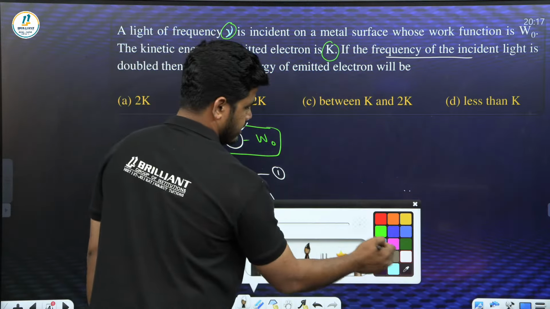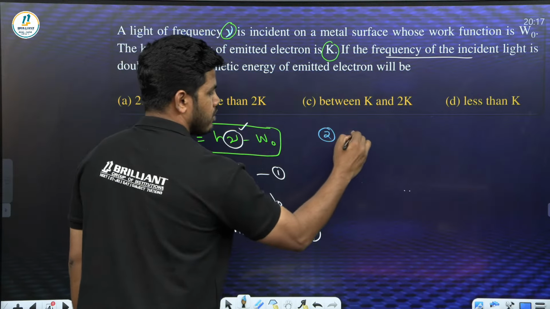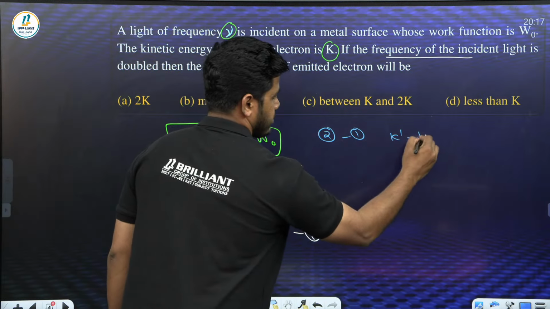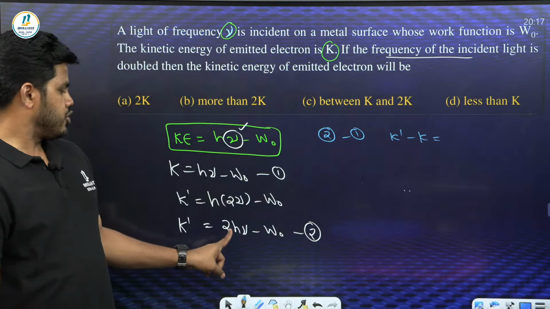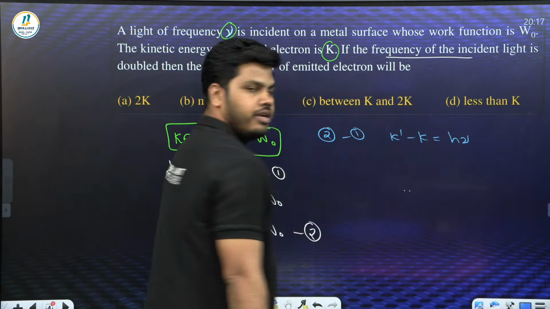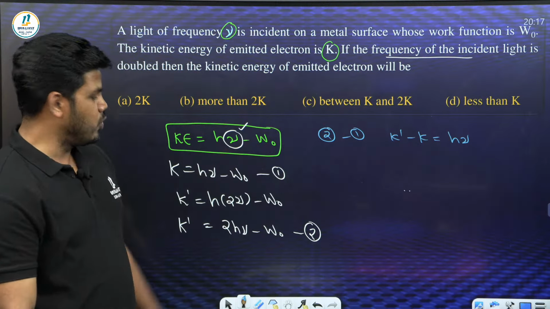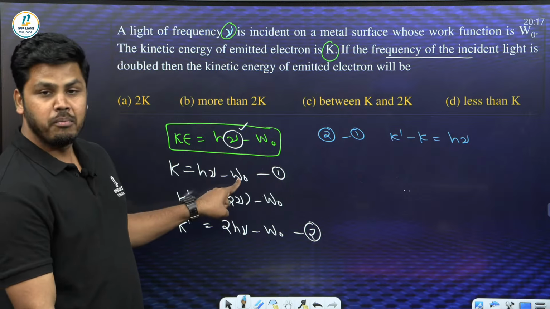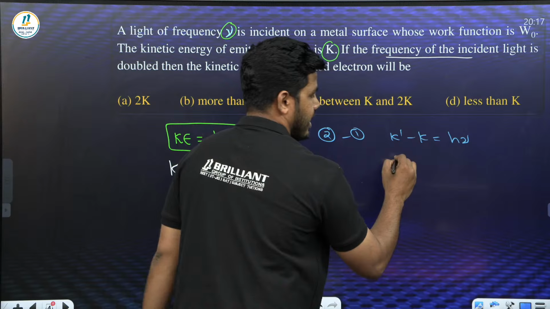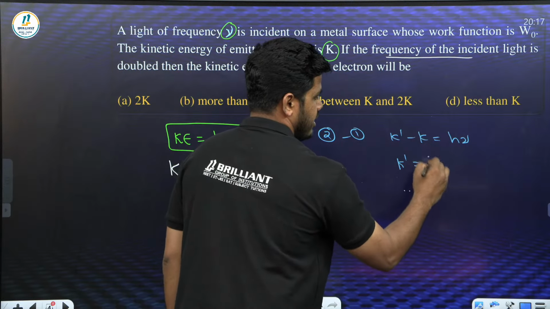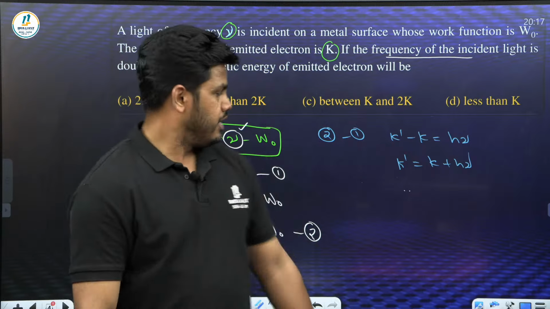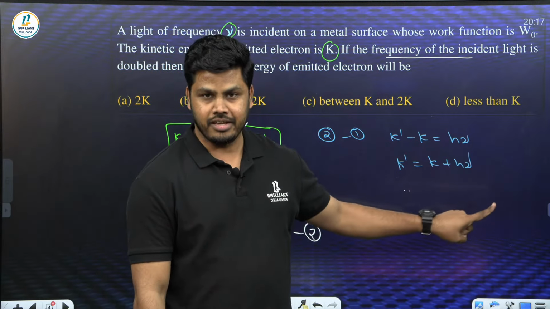What happens if I subtract equation number 1 from 2? The LHS is going to be K' − K, equal to 2hν − hν, which is just hν. And what happened to the work function part? Minus of minus work function becomes cancelled. So K' is equal to K + hν. One hint we got here: K' is going to be more than K, right?